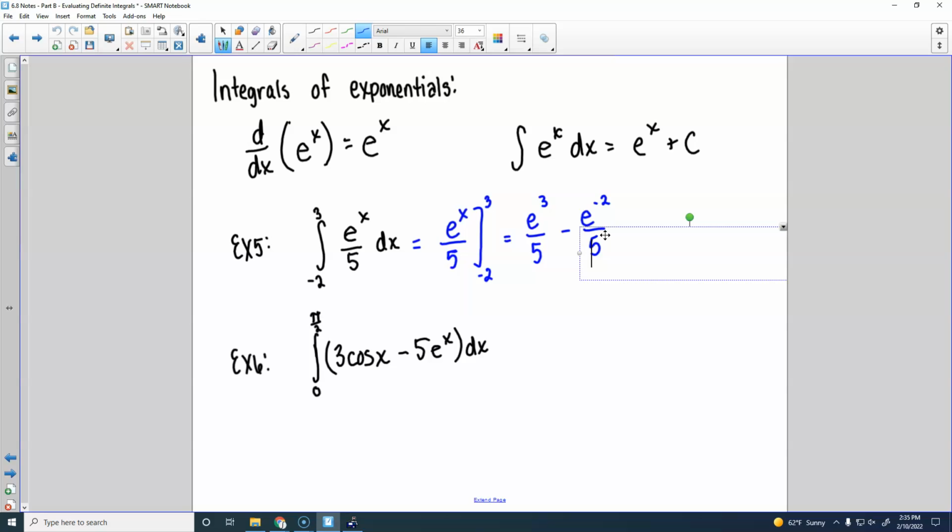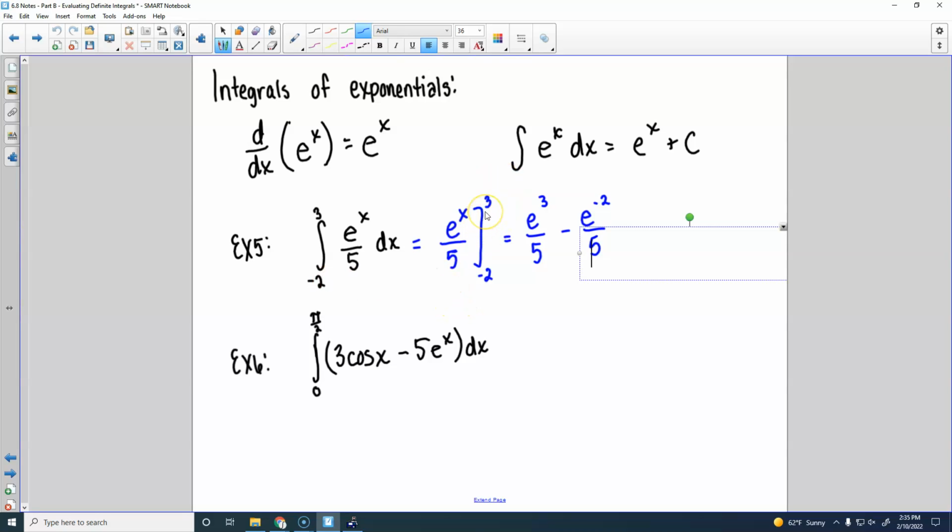What made it definite? Whenever you have limits right here, when you have numbers, that makes it a definite integral.